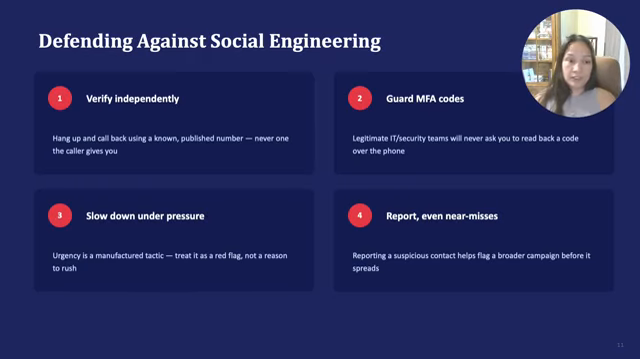Step three, slow down under pressure. They say, hey, this attack is happening right now. This is in real time. We need to deal with this now. This is super urgent. Urgency is manufactured, so we're going to treat it like a red flag, and we are not going to rush. We're going to slow down. We're going to think about what's happening.